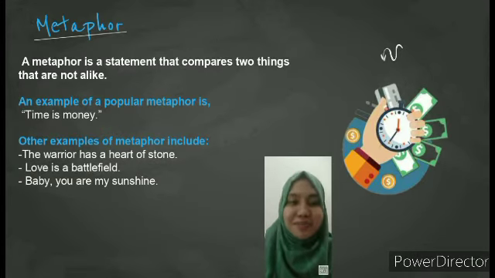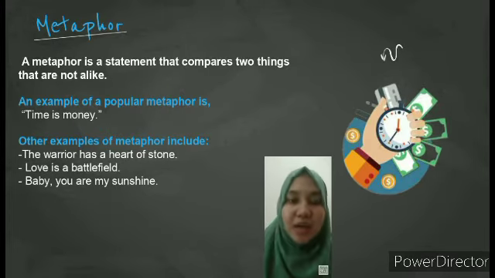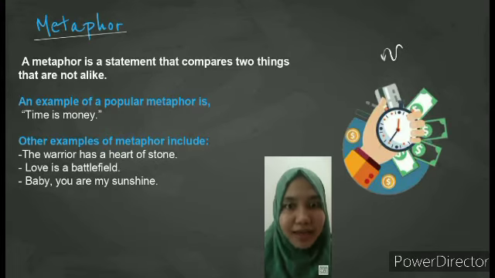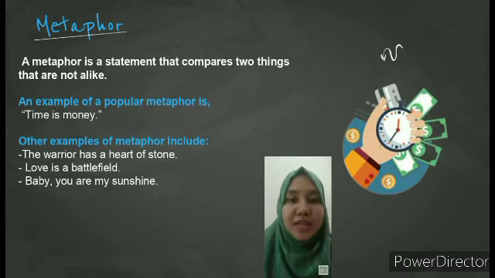Look at the example. Time is money. The statement compares time and money, and it doesn't literally mean that the amount of time you have equals the money that you have. Instead, it means that time is a valuable resource and it should be used effectively to earn money. Any time wasted means that a person loses the chance to make more money.